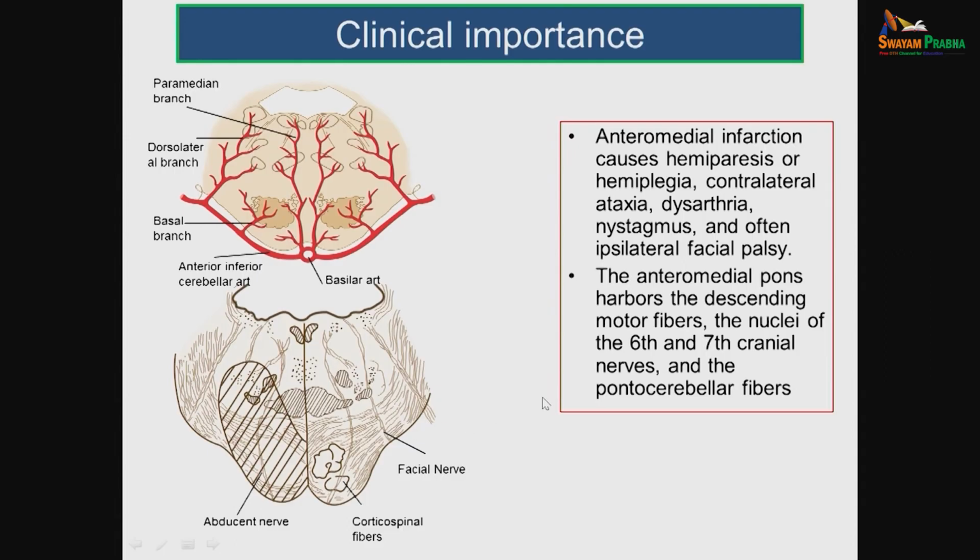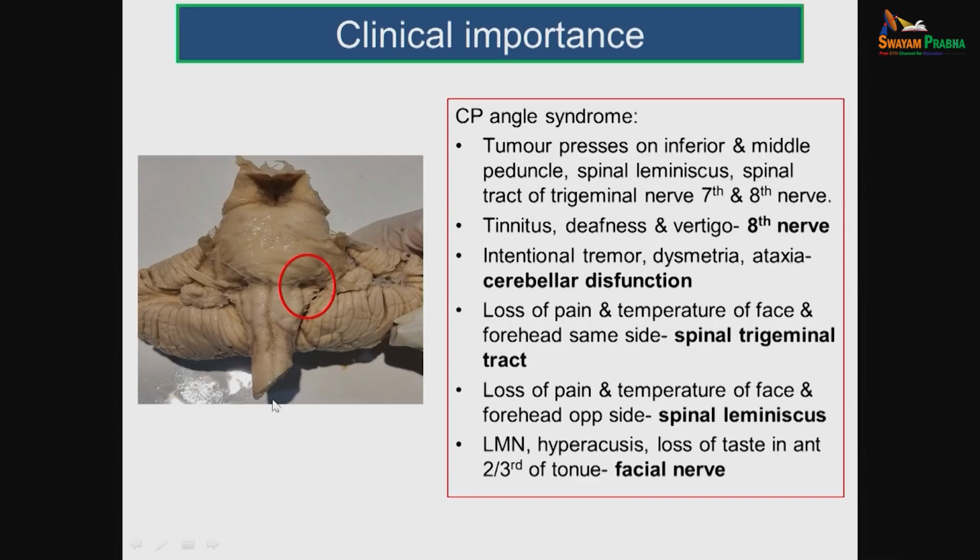So, if the patient presents with these symptoms, we need to locate the lesion in the paramedian region, so what is the artery supplying there. Okay. And as I said, the importance of this CP angle. Okay. So, if there is any tumor which is pressing here at the CP angle, it presses on the inferior and the middle cerebellar peduncles. Okay. Then there will be involvement of the spinal lemniscus. Okay. Then the spinal tract of trigeminal nerve and 7th and 8th nerve are also affected.